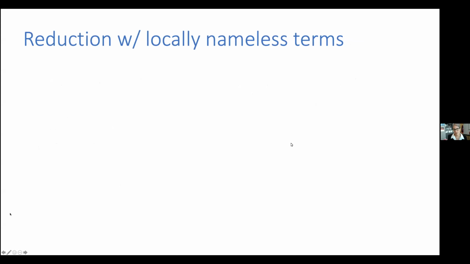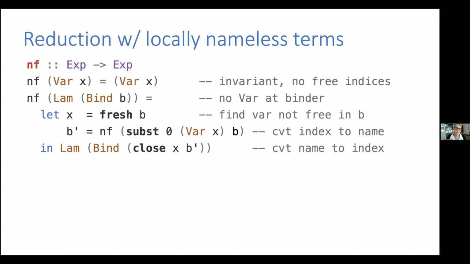Things look a little bit different when we're working with lambda locally nameless terms. The key difference is what happens when we go under a binder. When we're normalizing a locally nameless term, there is no name in the binder, but before we do our recursive call, we pull the body of the binder out, make up a new name for that variable at the binder, and substitute in to convert the implicit bound variable 0 to a free variable x.